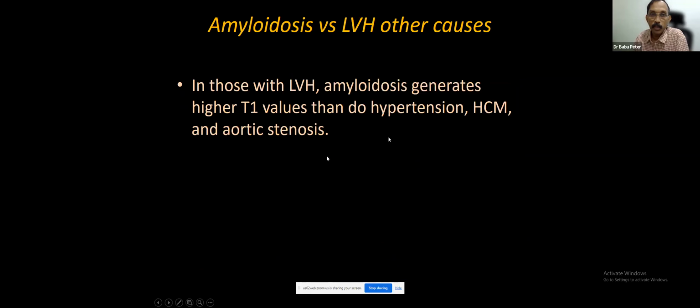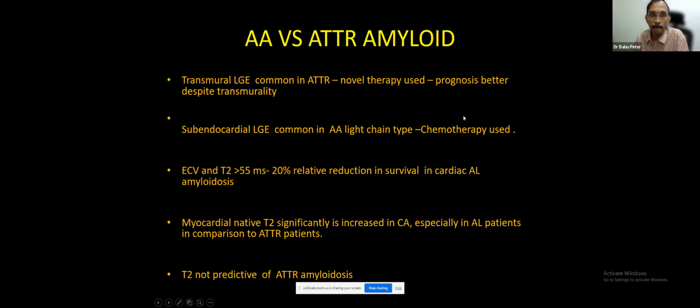And how do you differentiate amyloidosis versus left ventricular hypertrophy from other causes? In those with the LVH, amyloidosis has higher T1 values than do hypertension or hypertrophic cardiomyopathy and aortic stenosis. And as we know, transmural late gadolinium enhancement is common in the ATTR type, whereas the subendocardial LGE is more common in the amyloid light chain type, where chemotherapy is used.